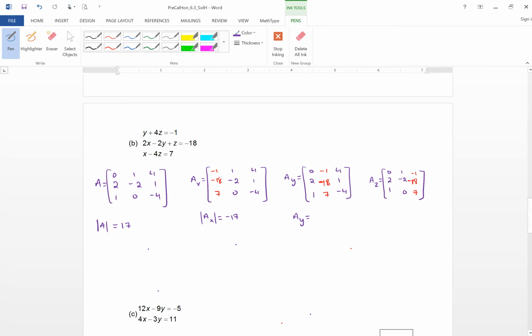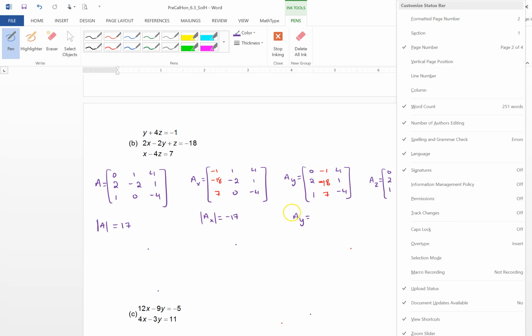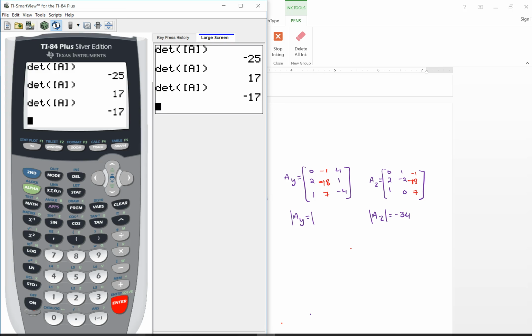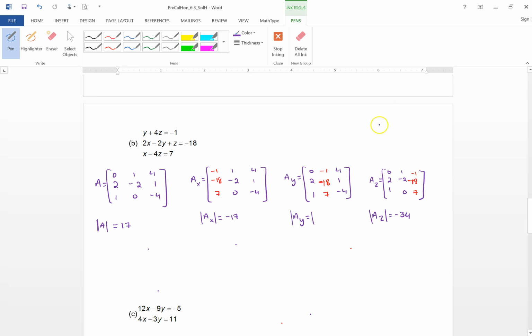Is it 119 maybe? AC is negative 34. Yeah, AC is negative 34. And what about AY? That's Stephen's. No, it's 118. Is it 119?